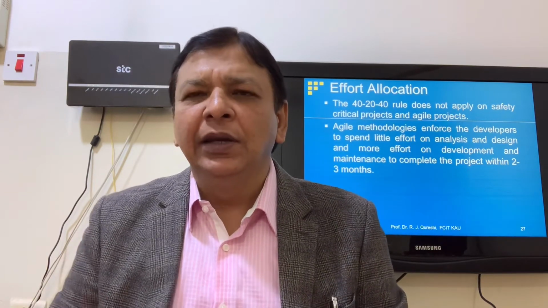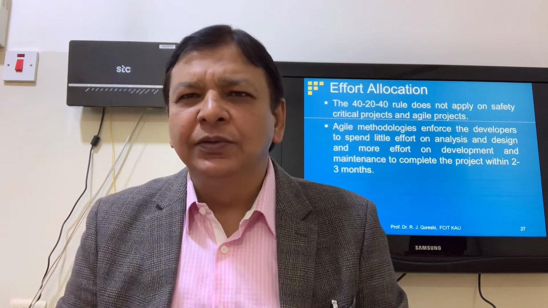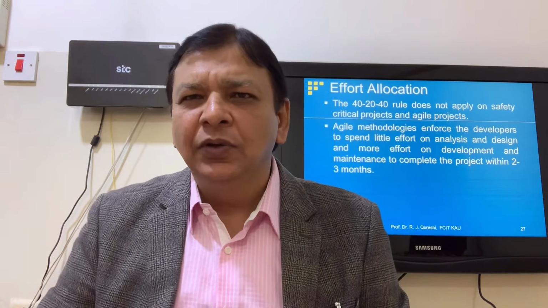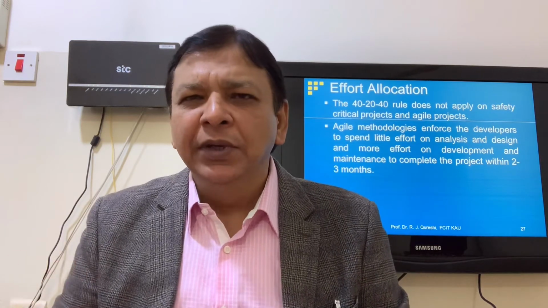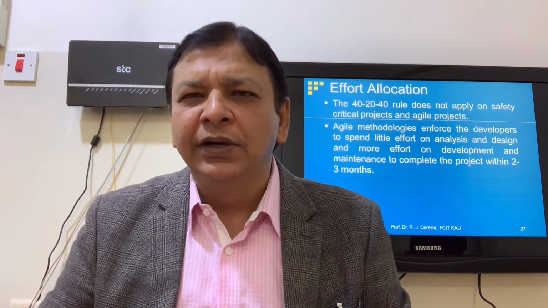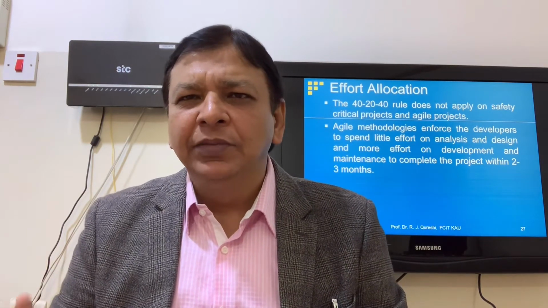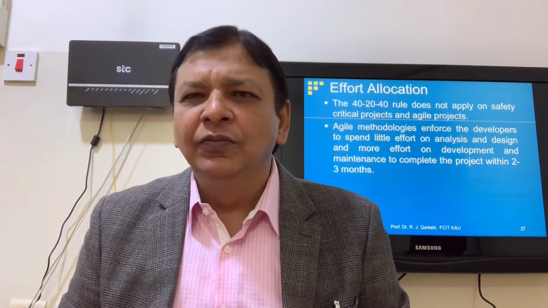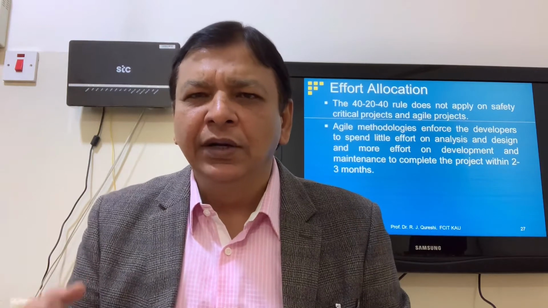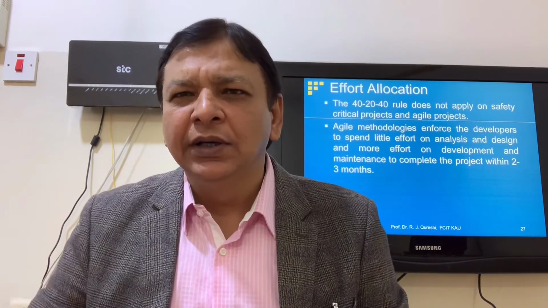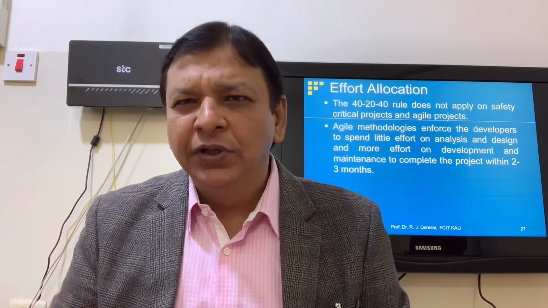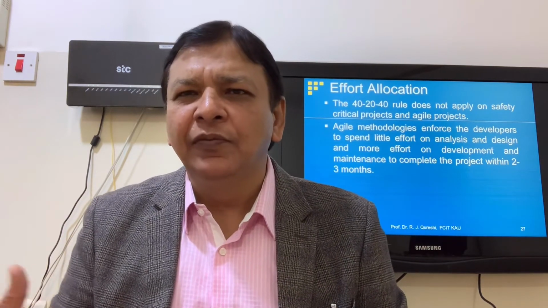In the case of Agile, it has a manifesto, and one of the values of the Agile manifesto is working software over comprehensive documentation. So that means Agile methodologies are more code centric, and we also call them test driven development. Mainly the effort will be spent on coding, testing, maintenance, and very little on documentation. Only the required documentation will be there. That is the reason the 40-20-40 rule is not applicable for Agile projects.